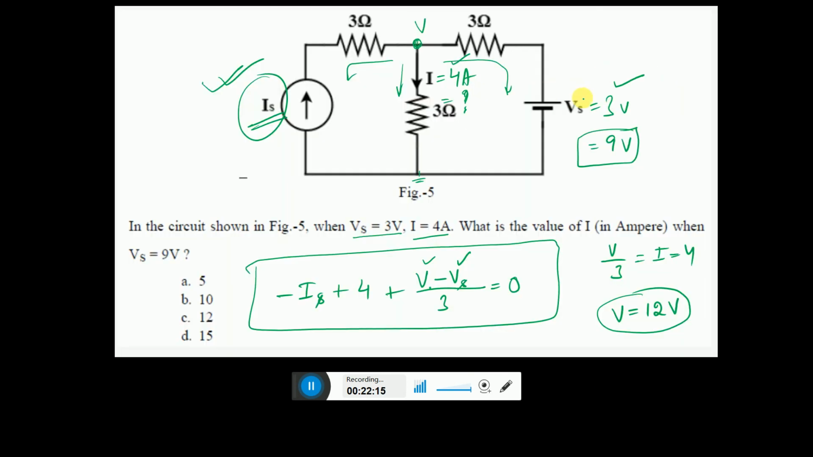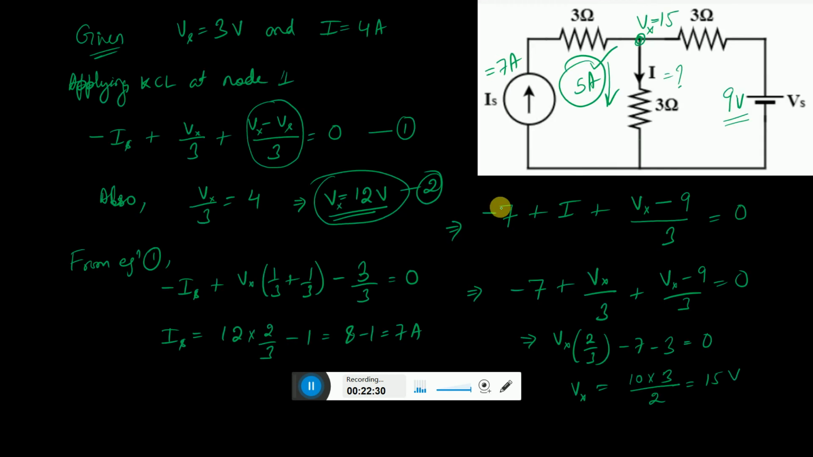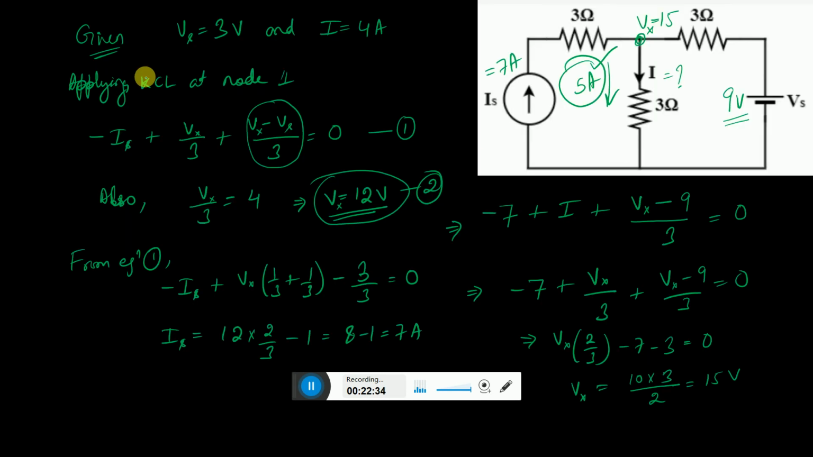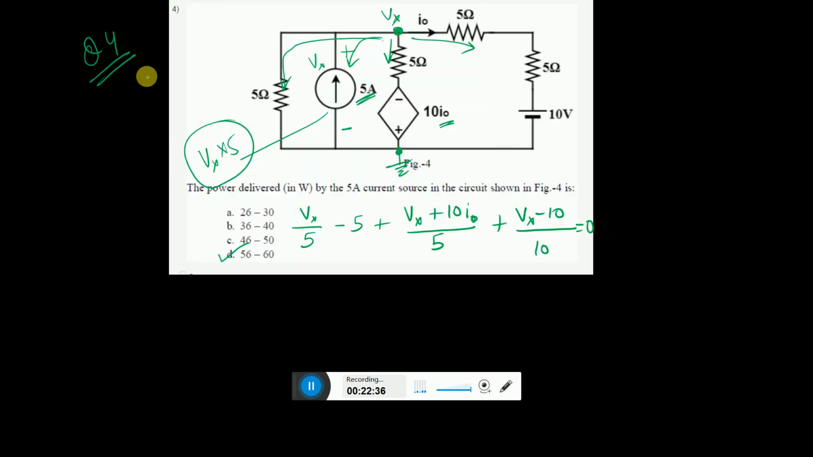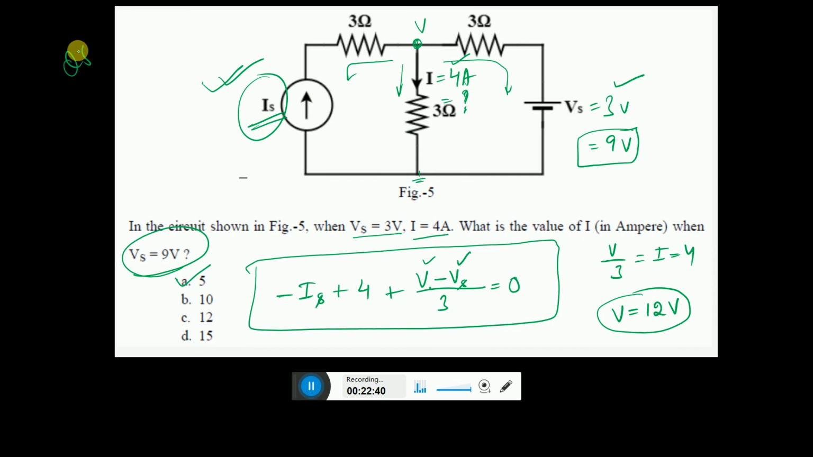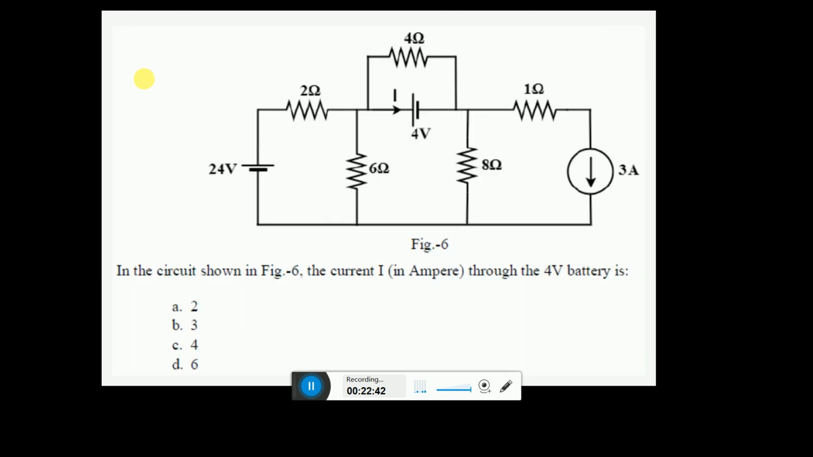So let us check, and we have got a 5 ampere answer. That is what the question asks. Vs is equal to 9 volts. If Vs is 9 volts, the current flowing over here is 5 ampere. Earlier it was 4 ampere. So this is how we solve the numerical. Now we have got another numerical. This is question 5, and now we have question 6.